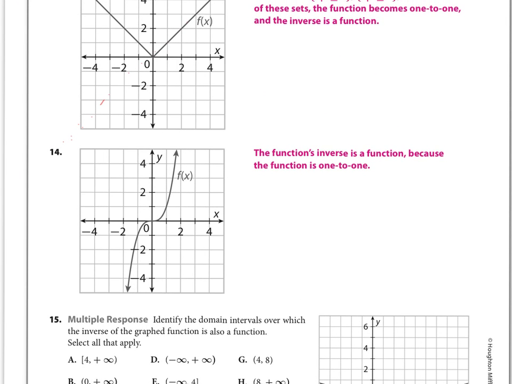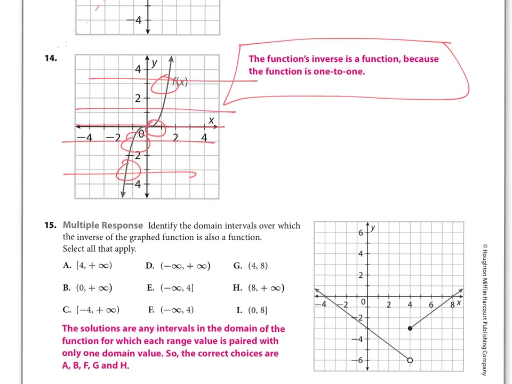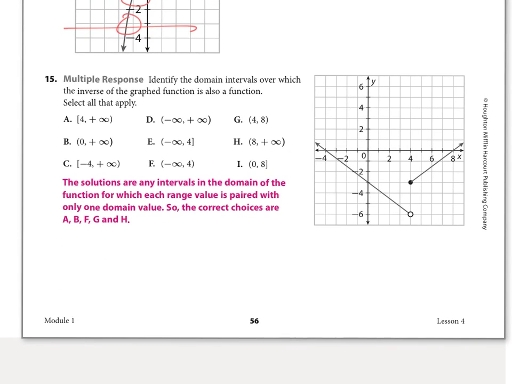So I'm going to do the horizontal line test on number 14 here. On number 14, I'm going to take the original function, and I draw horizontal lines, and every time I do, I'm only touching it at one particular point. So therefore, the function's inverse is also a function, because as I do horizontal lines, it only touches it at 1 point.